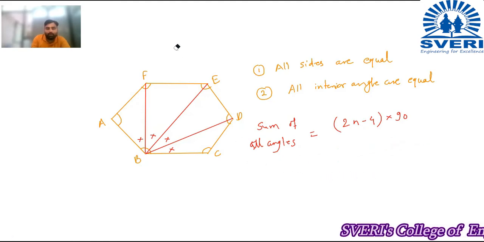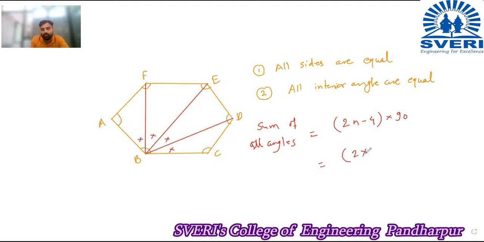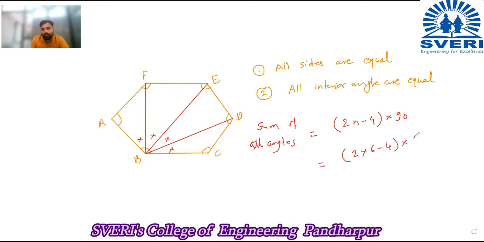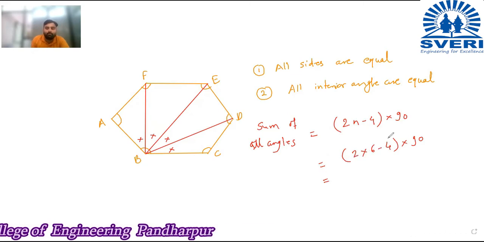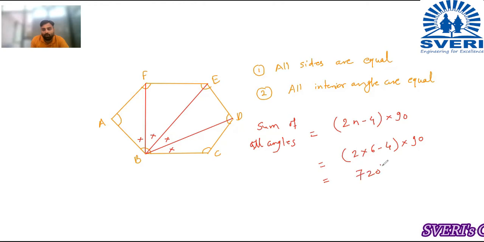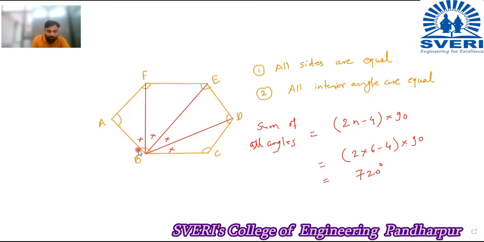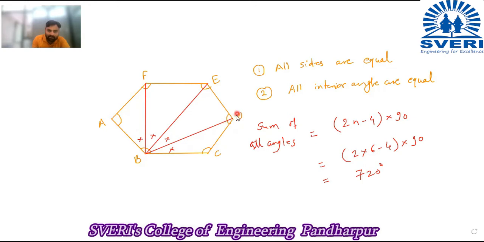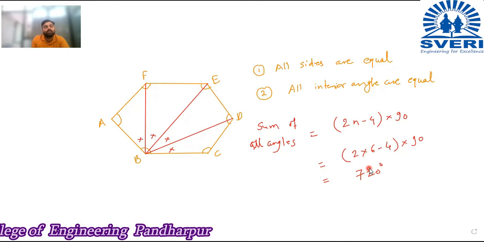Now similarly, let us do it for the hexagon, instead of the triangle I showed you to verify the formula. The hexagon has 6 sides. So it is 2 into 6 minus 4, into 90. If I apply this formula, 6 into 2 is 12, 12 minus 4 is 8, 8 into 90 is 720. So the sum of all interior angles is 720. Means angle A plus angle B plus C plus D plus E plus F, if you add, you will get the sum of 720 degrees.